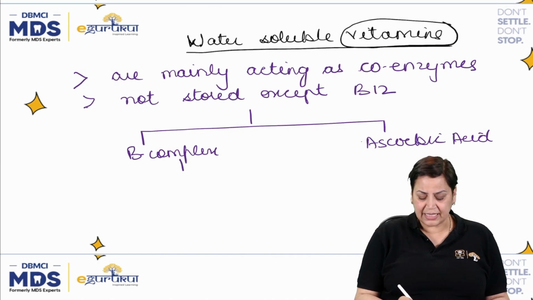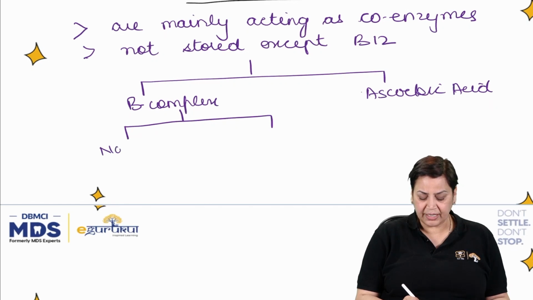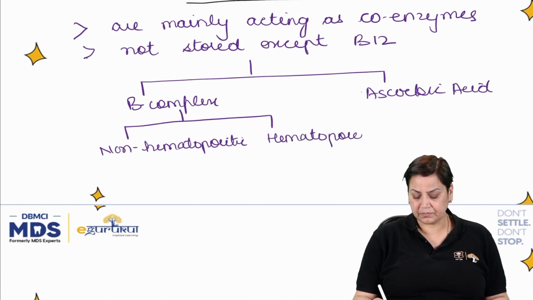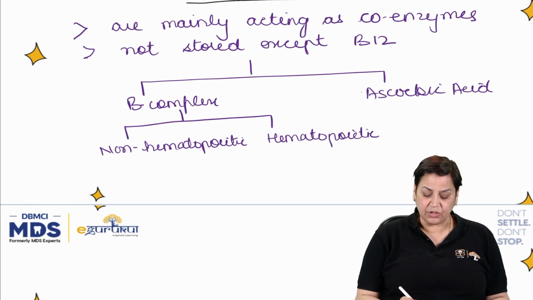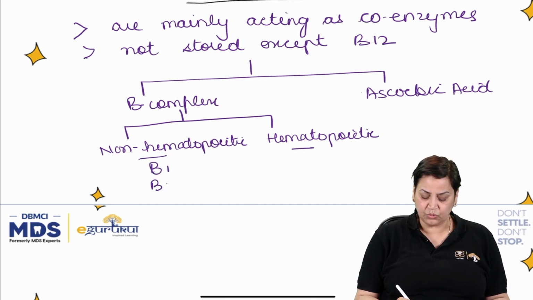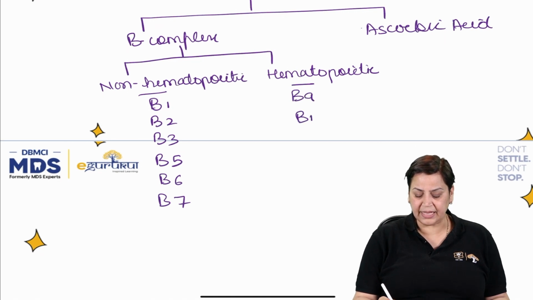Now B complex is also further divided into two subclasses, non-hematopoietic and hematopoietic. Non-hematopoietic will include B1, B2, B3, B5, B6, B7, and hematopoietic will include B9 and B12.